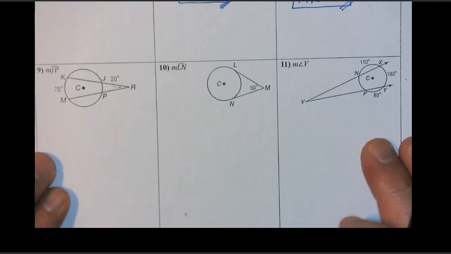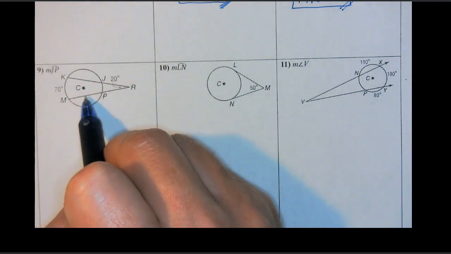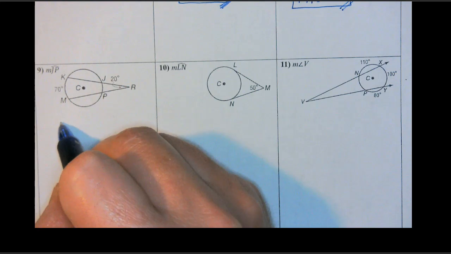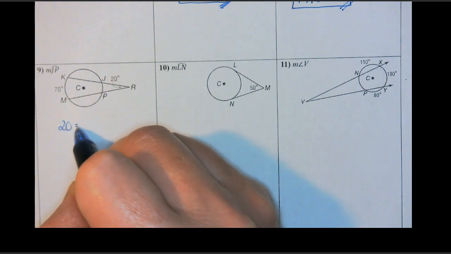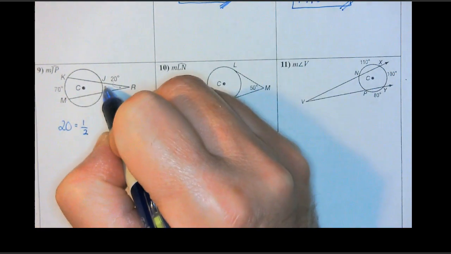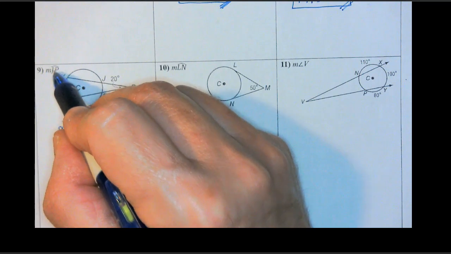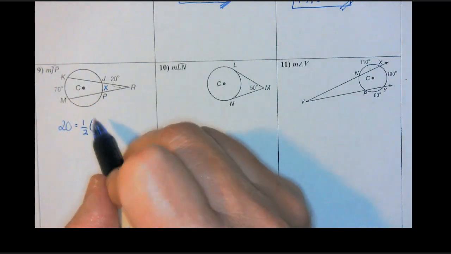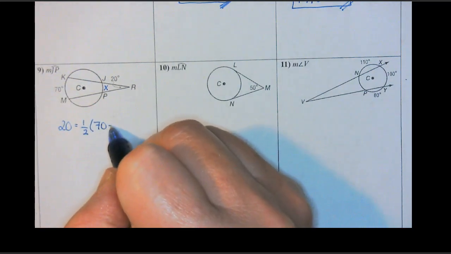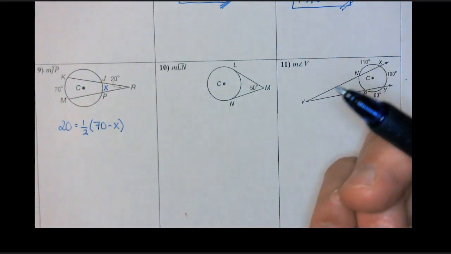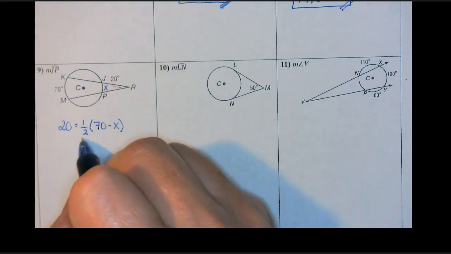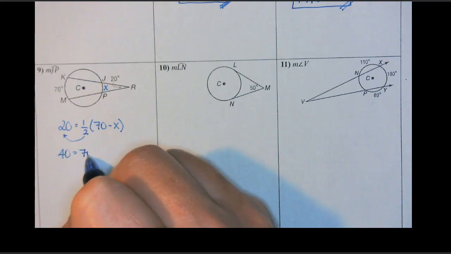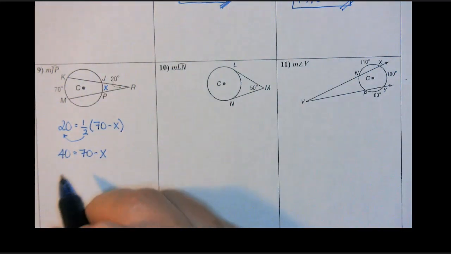Okay, this one, I have two secants. I have the angle outside, which is 20, equals 1/2. We're looking for the measure of this arc, which let's call X. So we're going to start with the bigger arc minus the smaller arc. So this would be, I'm going to move that 1/2 over there, so this would be 40 equals 70 minus X.